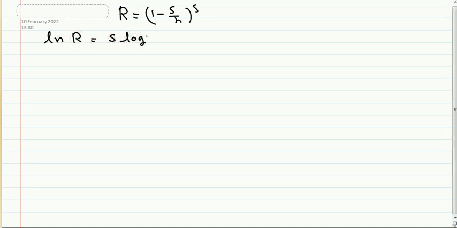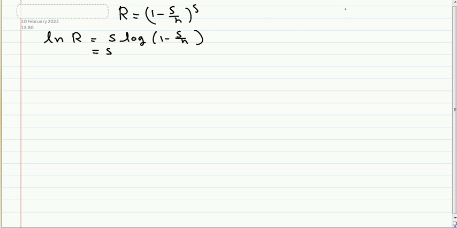So what we have derived in the last page, that is the relative probability is equal to 1 minus s by n to the power s. Now take the log of both sides. So it is ln, log of r is equal to s into log of 1 minus s by n. And then we can expand this. We can expand this log 1 minus s by n.